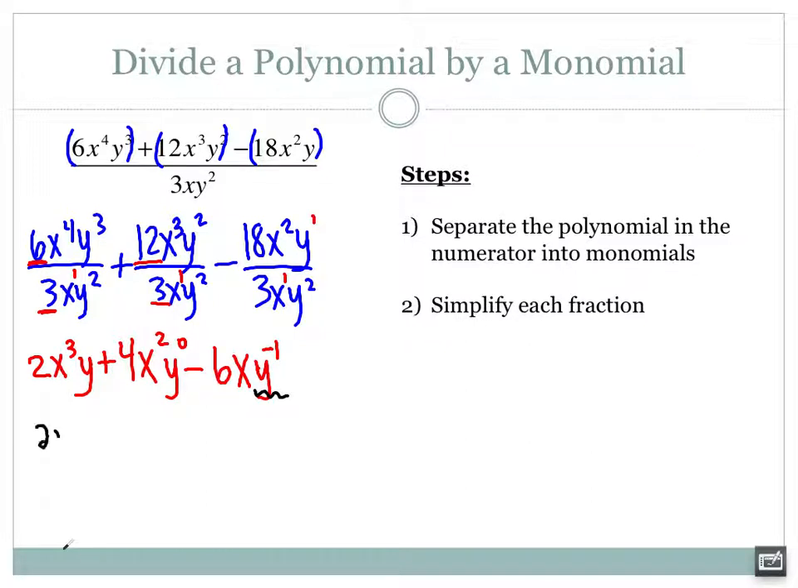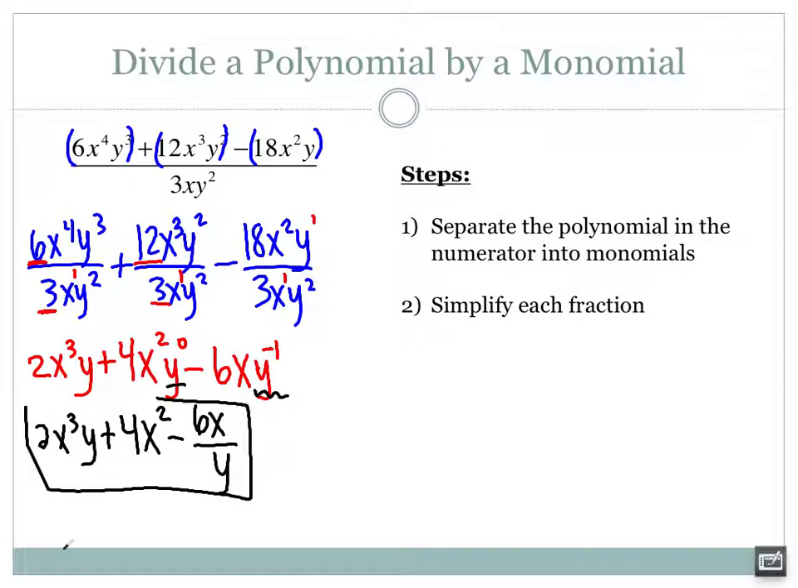So I'm going to rewrite. This is 2x to the third y. I'm adding 4x squared. Remember, y to the 0 is just 1, so I don't really need to write that. And then I'm going to subtract 6x all over y. Remember that for a negative exponent, I want to move, in this case from numerator to denominator. This is my final answer.